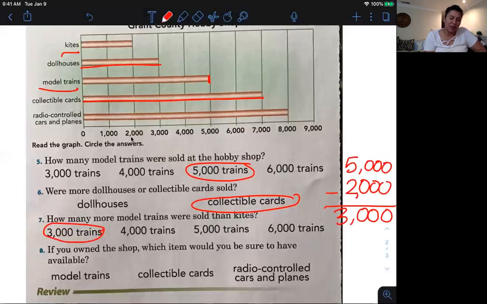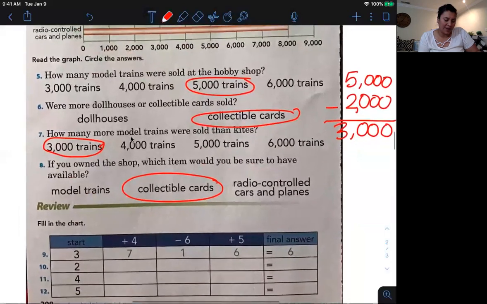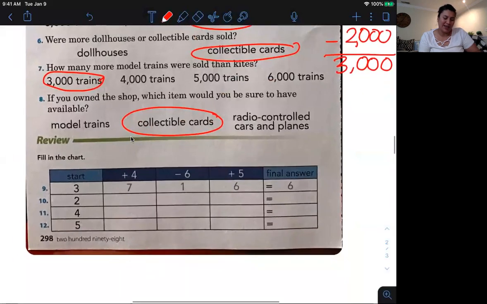And something tells me a lot of you guys who collect Pokemon cards and like to trade them would pick collectible cards too. I don't know, I have a gut feeling about that one. All right. Let's go ahead and look down below.